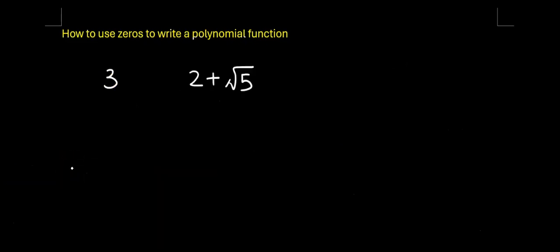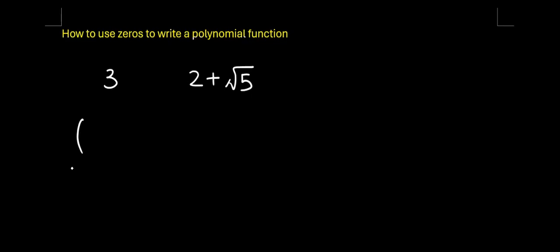All right, let us continue. This time we're going to write a polynomial function f of x of at least degree that has rational coefficients, and the leading coefficient is 1. And two zeros, one is 3, one is 2 plus square root of 5.